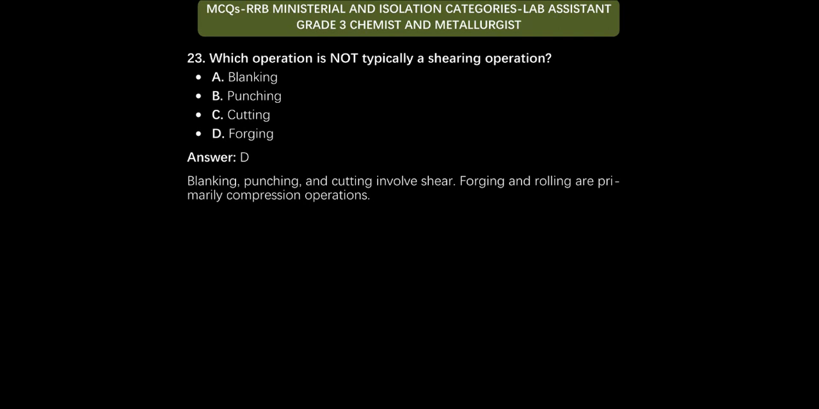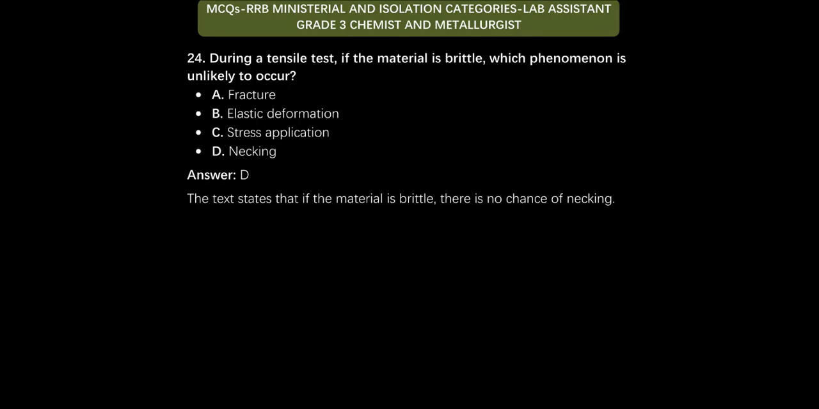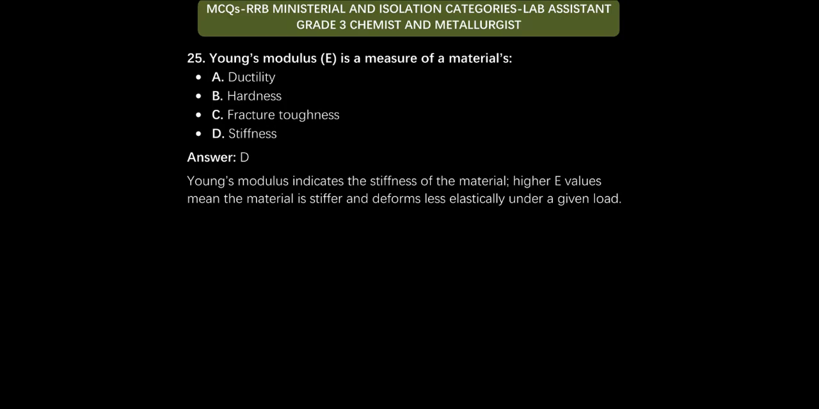Which operation is not typically a shearing operation? Option D, forging. During a tensile test, if the material is brittle, which phenomenon is unlikely to occur? Option D, necking. Young's modulus is a measure of a material's, option D, stiffness.